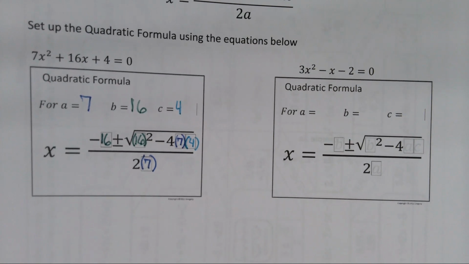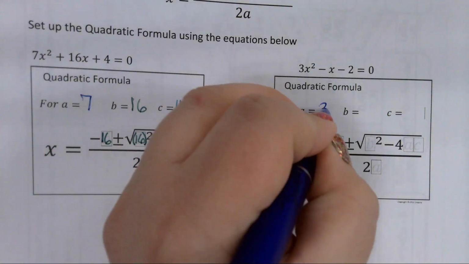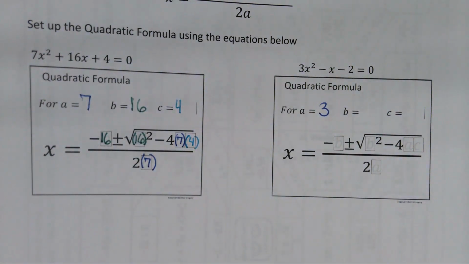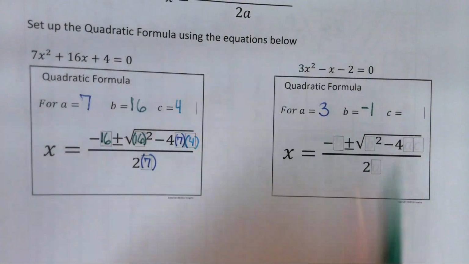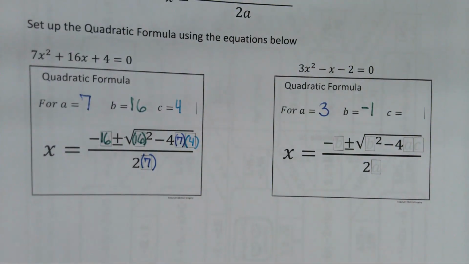Let's take a look at our next one. We have 3 for our a. And again, I'm only able to extract my a, b, and c because it's equal to 0 already. B in this case is negative 1, and C is negative 2.